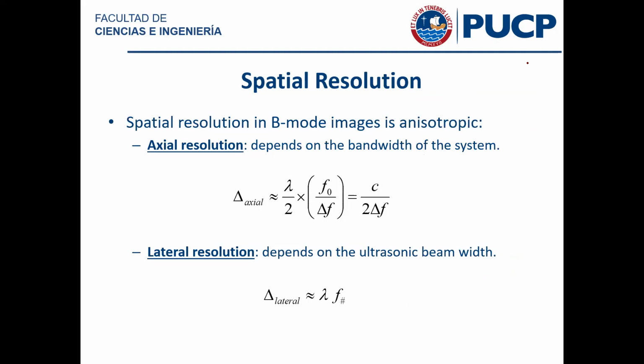In the axial direction, the resolution depends on the bandwidth of the system. These are rules of thumb, but technically speaking, it's equal to the pulse duration. So if we have a transmitted signal that has some duration, which we can call tau, the resolution would be equal to c multiplied by tau divided by 2.